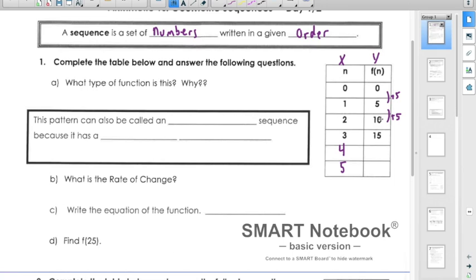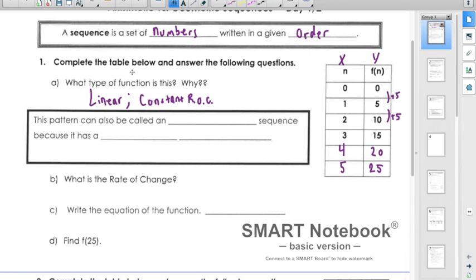right? So from 5 to 10 to 15, this is going to be 20. This is going to be 25. So on and so forth. So what type of function is this and why? Well, hopefully we remember this is a linear function. Why is that? Well, it has a constant rate of change. Right? I'm not multiplying. I'm not going up by 2 and then 4 and then 6. I'm adding 5 each time.